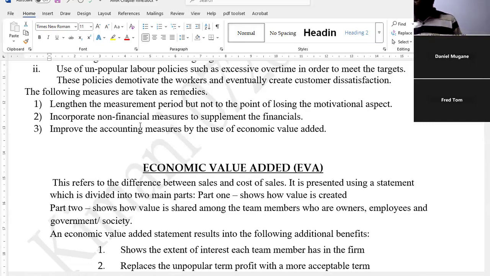Number 2, you can incorporate non-financial measures. Non-financial measures supplement the financials. And this will improve the accounting measures, or rather will help to give a better picture than just relying on the financials. You also use non-financials. Then you can use the economic value added.